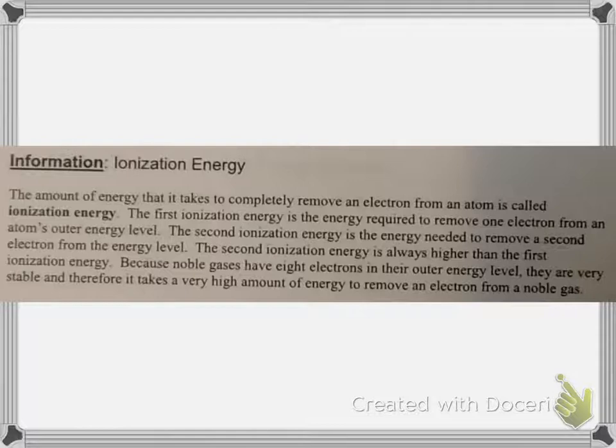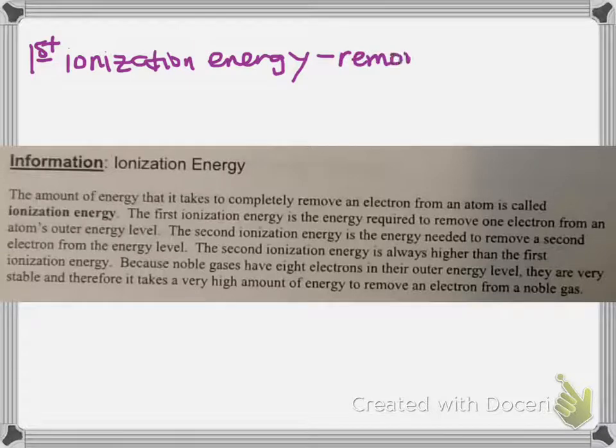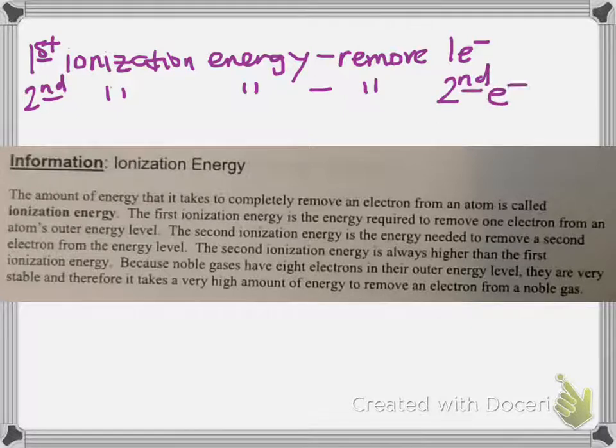So again, some things that they're telling us or making sure. So first ionization energy, we remove one electron. In the second ionization energy, we're talking about removing a second electron from that atom. They also tell us that the second ionization energy is always higher than the first, which is always the lower of the two ionization energies.